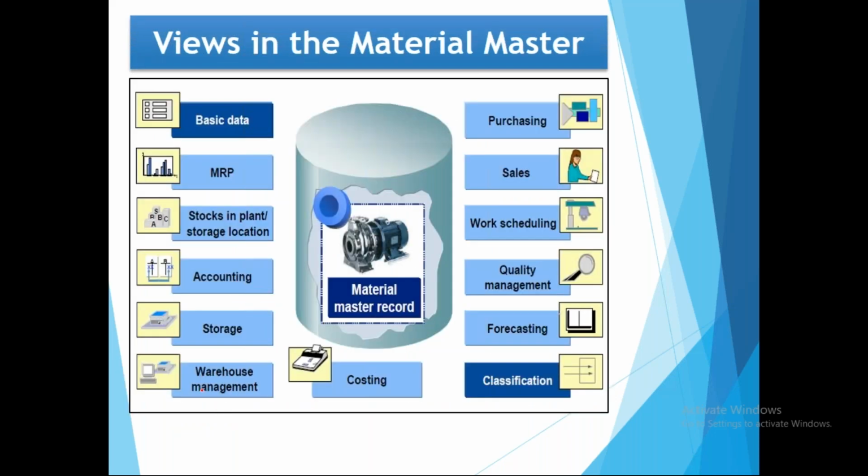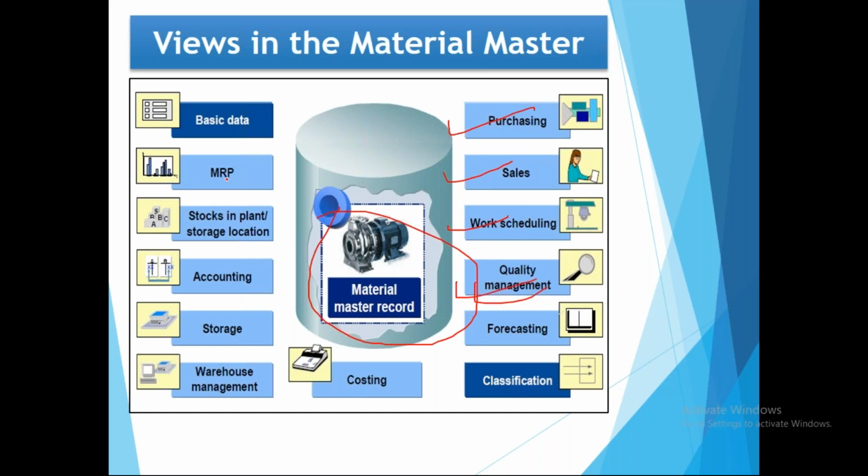So in the material master record, the purchasing department will maintain their data in the purchasing view. Sales people will maintain their data in sales views. Production people will maintain their data in the work scheduling view. Quality people will maintain their data in the quality management view.